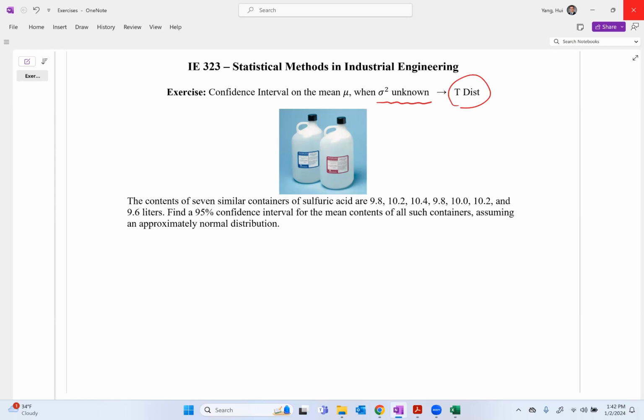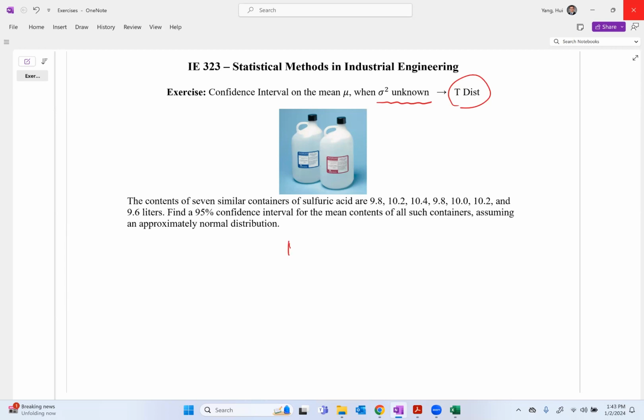The contents of 7 similar containers of sulfuric acid are 9.8, 10.2, 10.4, 9.8, 10.0, 10.2, and 9.6 liters. Find the 95% confidence interval for the mean contents of all such containers, assuming an approximately normal distribution.